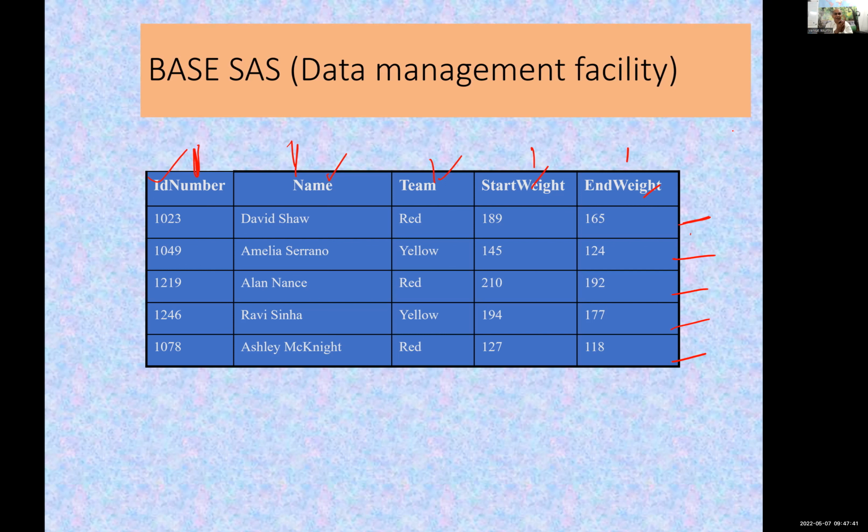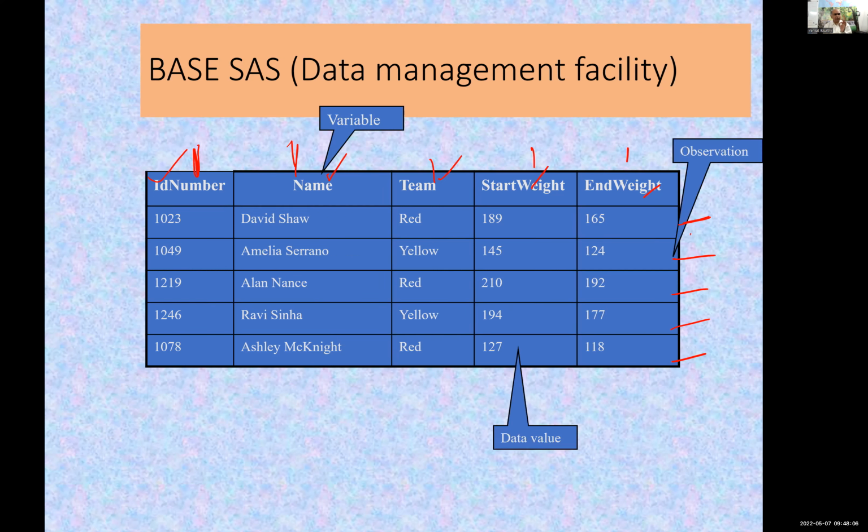Variable means it varies. ID number is a variable. It is 1023 or 1049, 1219, etc. Name is a variable. It may be Venkat, it may be Saiteja, it may be Stravani, some X. So this is the way it is going to organize. So these are all the variables. This is a data value. This is an observation.